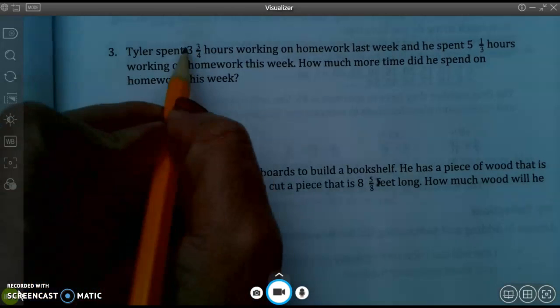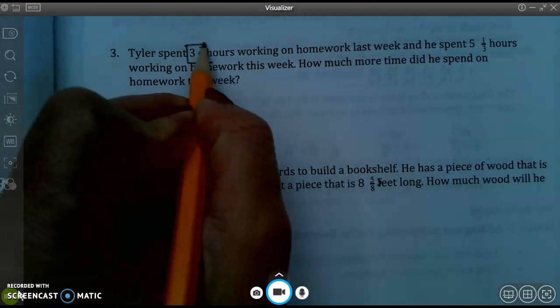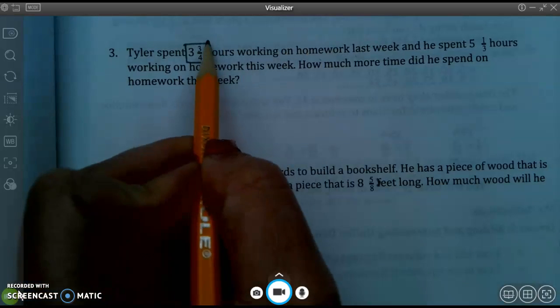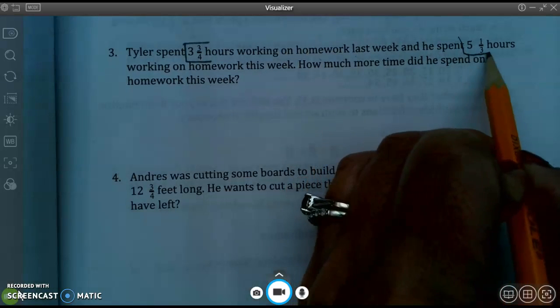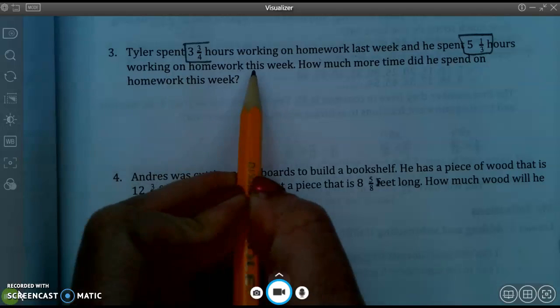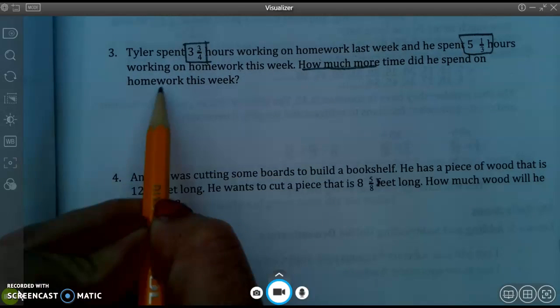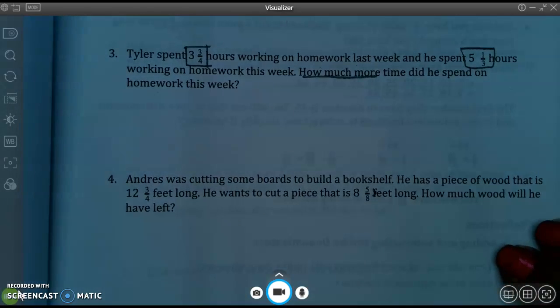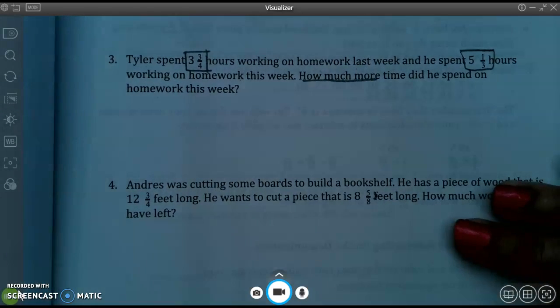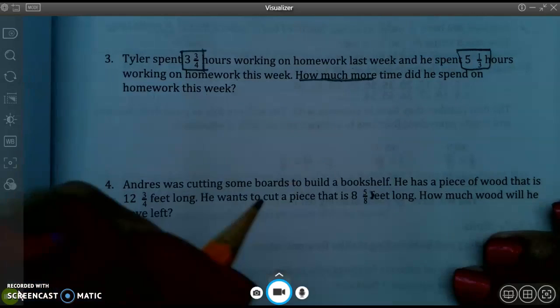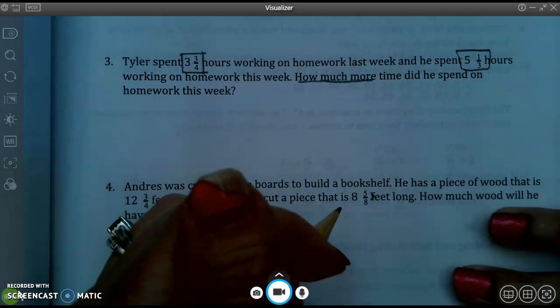Alright, Tyler spent 3 3/4 hours working on homework last week. And he spent 5 1/3 hours working on homework this week. How much more time did he spend on homework this week? So in this question, when they say how much more, they're looking for a difference. So when I hear the word difference, that makes me think of subtraction.